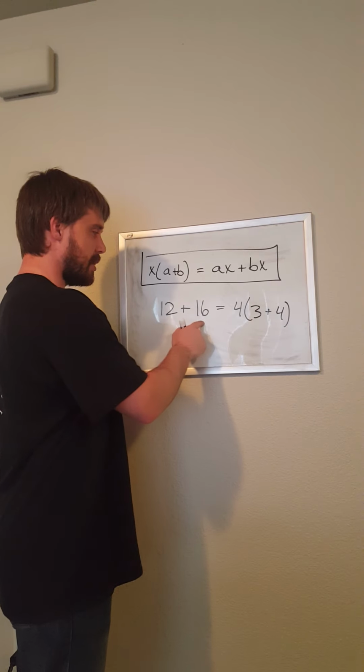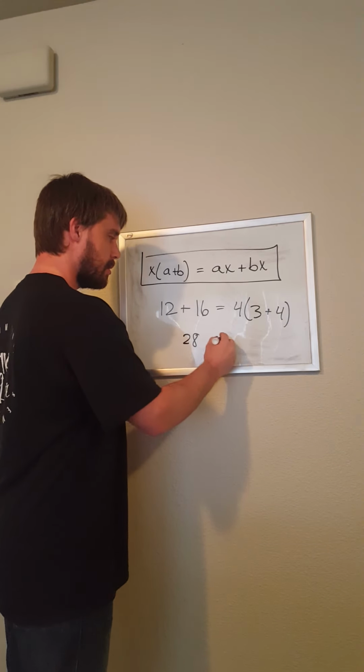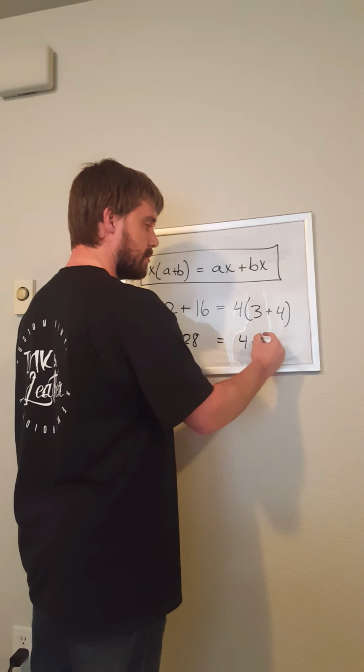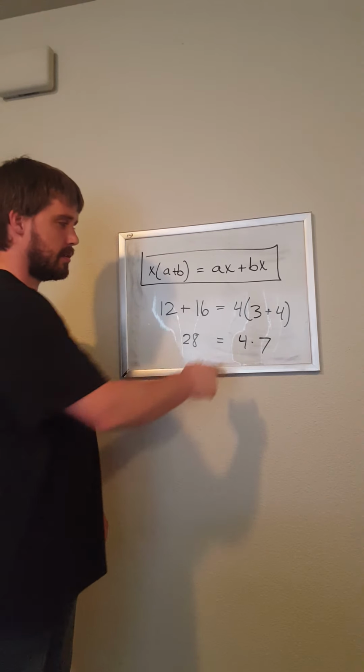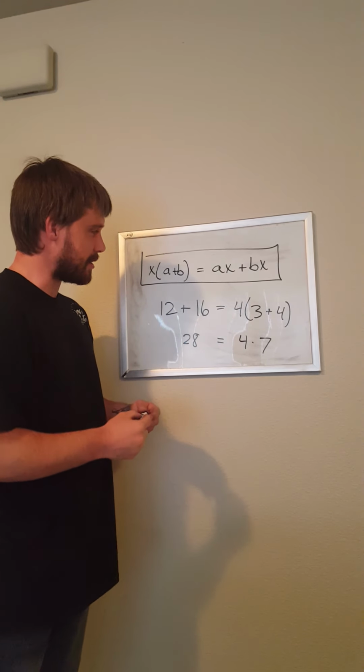So 16 plus 12, 16, 17, 18, 28. And this is 4 times 7. 7 times 4 is 28. So yes, this is working here.